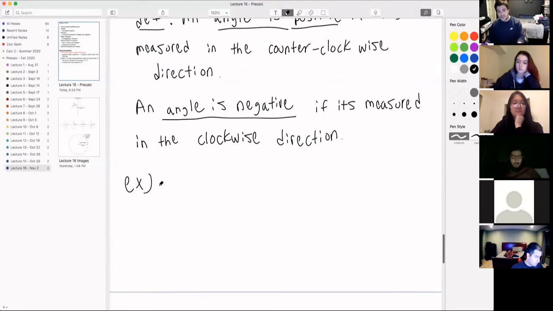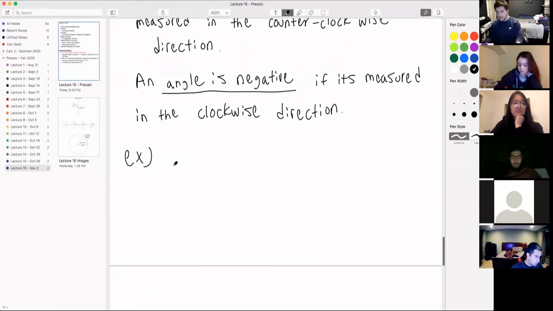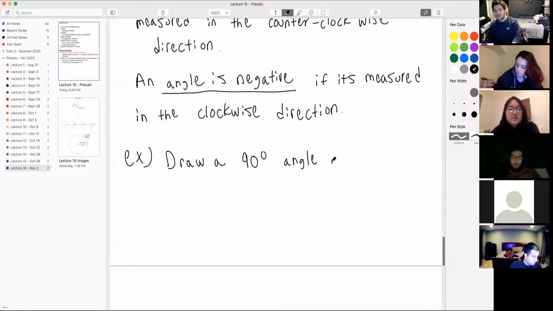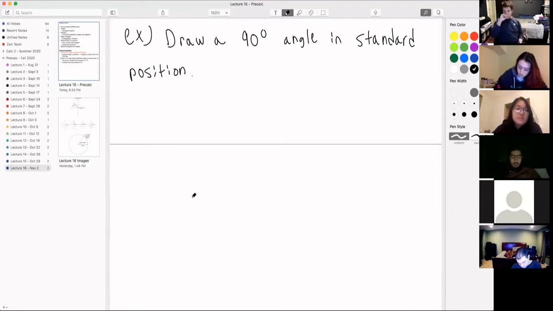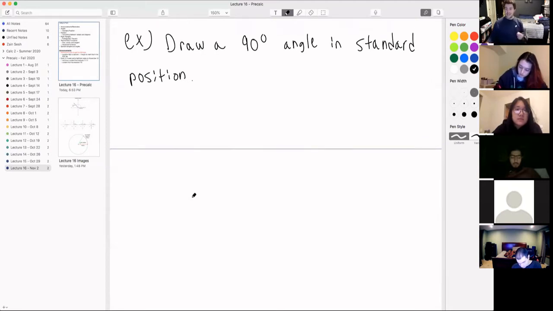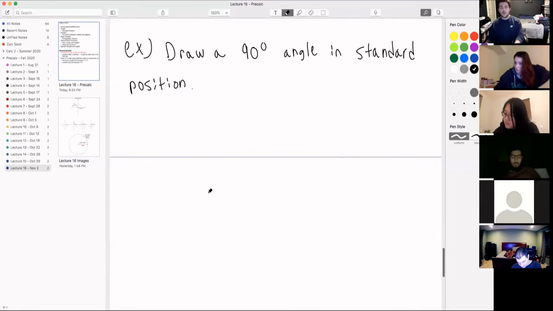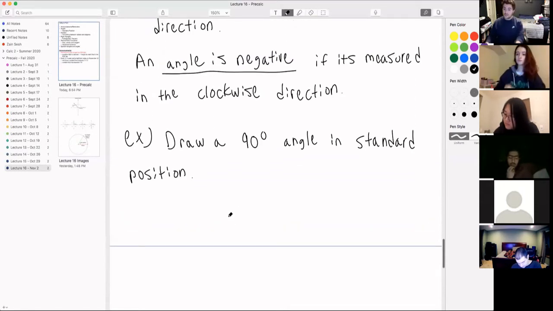So for the example, here's the task: draw a 90-degree angle in standard position. Okay, so 90 degrees. The number you look at is 90. That's positive, obviously, so that means we need to rotate counterclockwise.